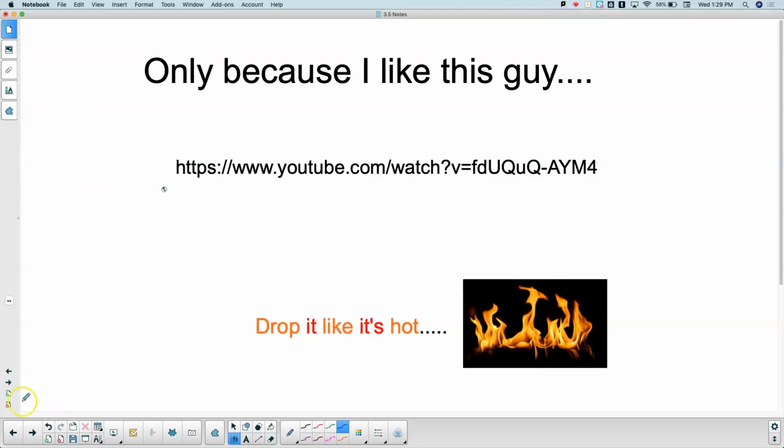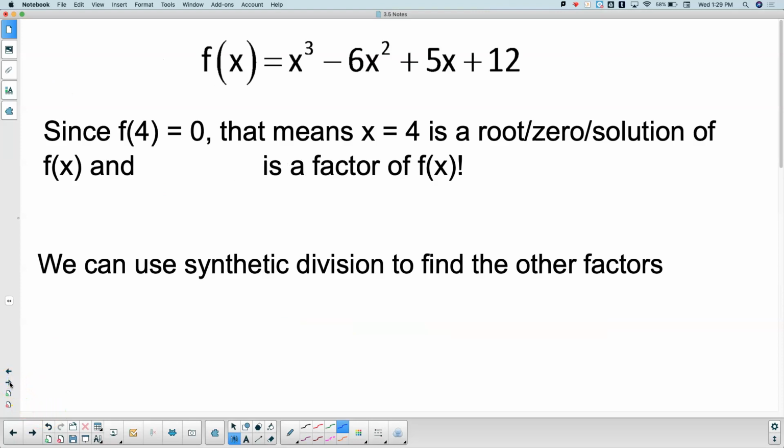Okay? Alright? So, what that's saying is, we got our function. F of x equals x cubed minus 6x squared plus 5x plus 12. So since f of 4 equals 0, that means x equals 4 is a root, zero, solution, answer, all that stuff. And x minus 4 is a factor.